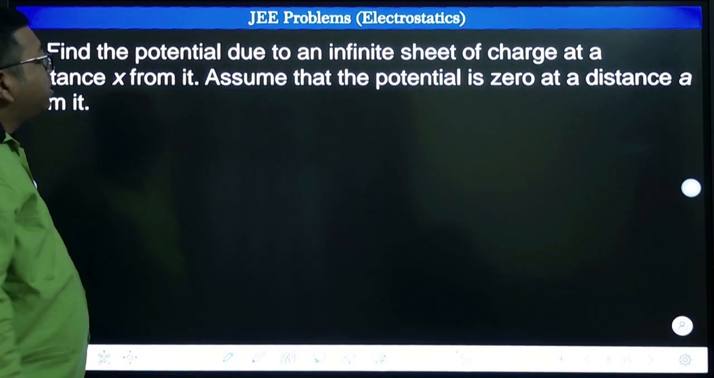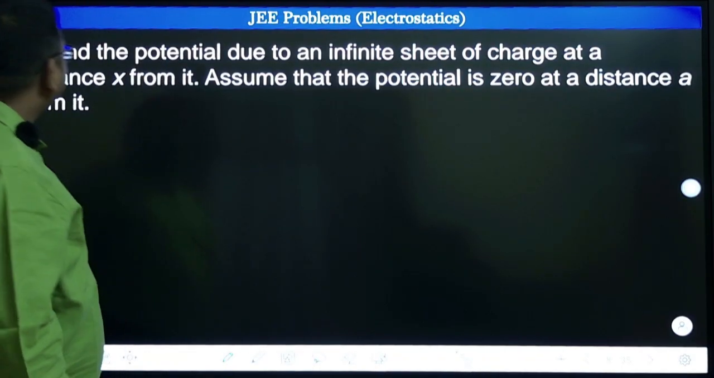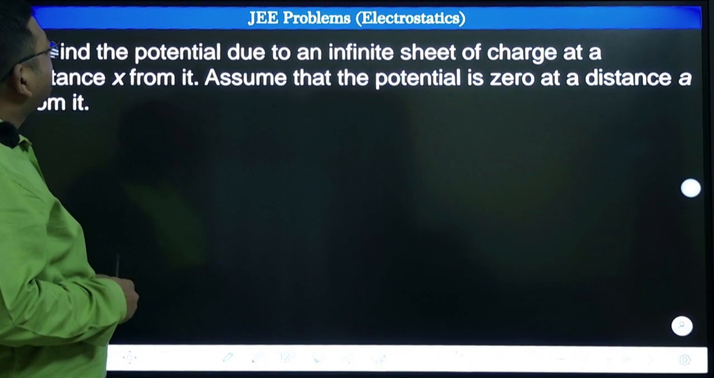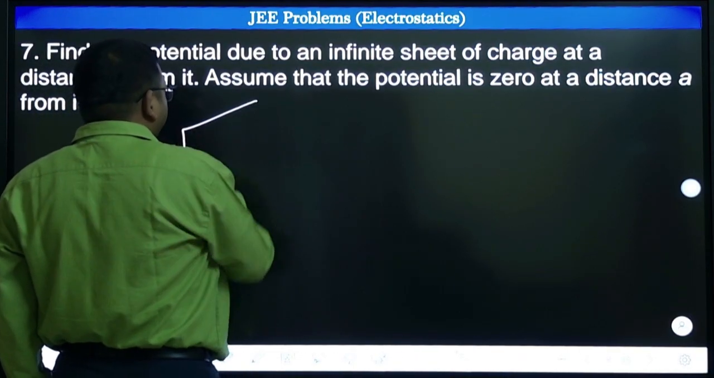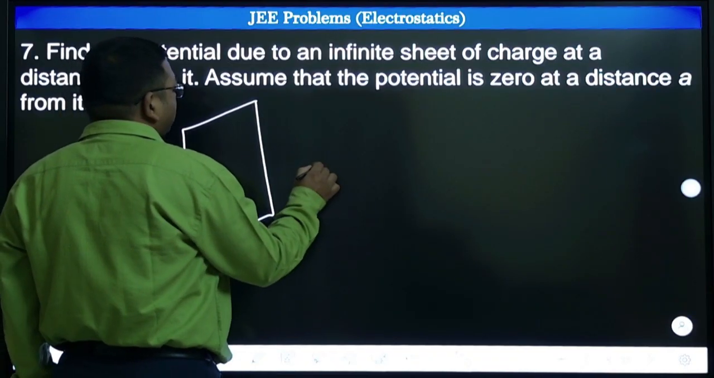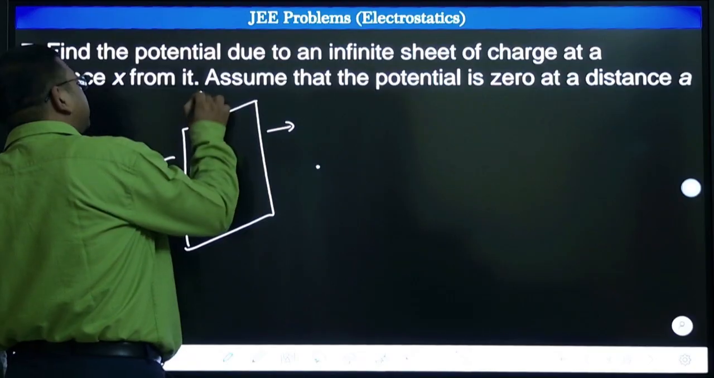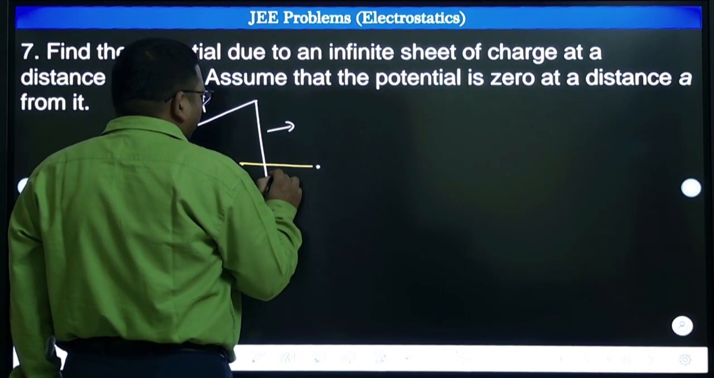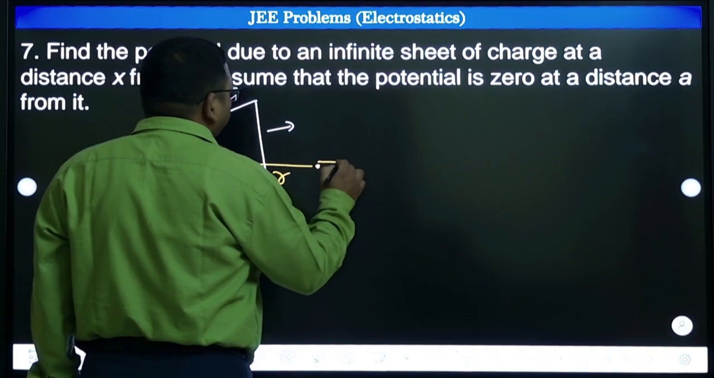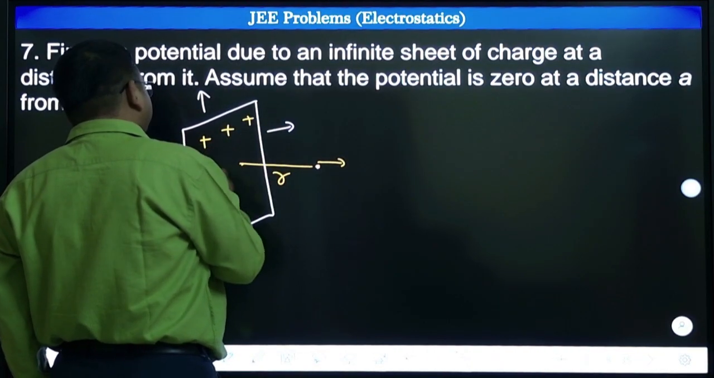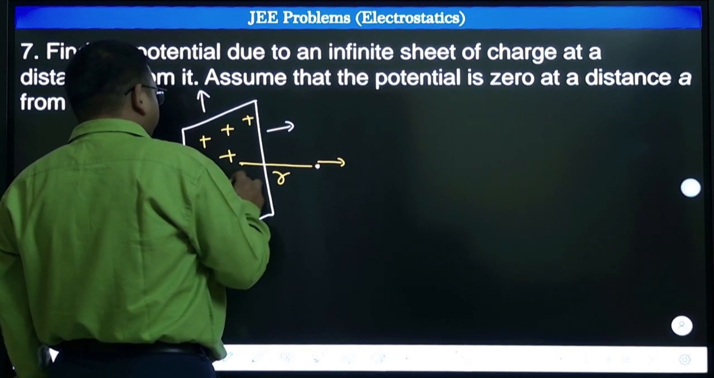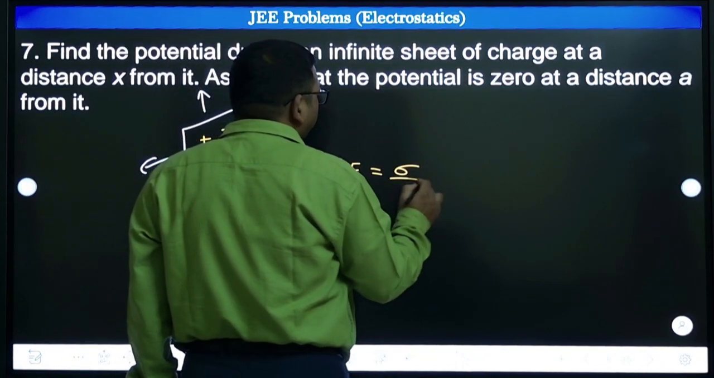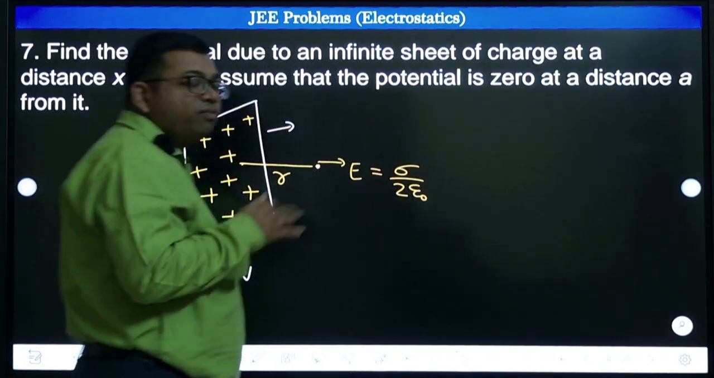Find the potential due to an infinite sheet of charge at a distance x from it. Assume that the potential is 0 at a distance a from it. Infinite sheet we have. So we know the formula for the field here. It's an infinite sheet, in all directions it is going. So let us consider some distance r from it. Let us say that it is a positive distribution of charges. So here the field formula is sigma by 2 epsilon naught. We know it's a uniform field, right?